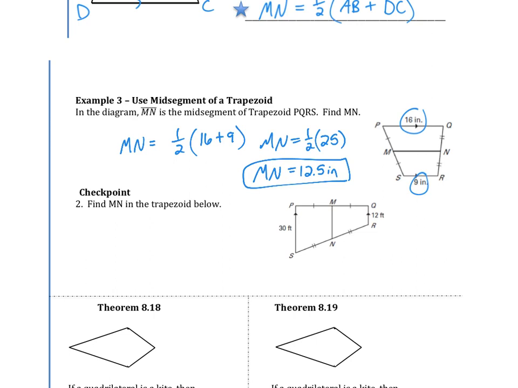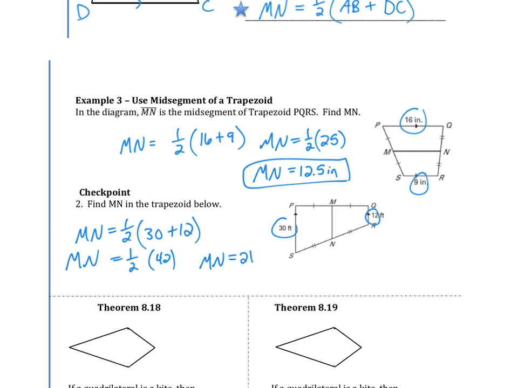So in the checkpoint, let's do the same thing. The bases are 30 and 12. So the mid-segment is 1/2 of 30 plus 12. So it is 1/2 of 42, which means MN is equal to 1/2 times 42, which is 21. So MN equals 21 feet.